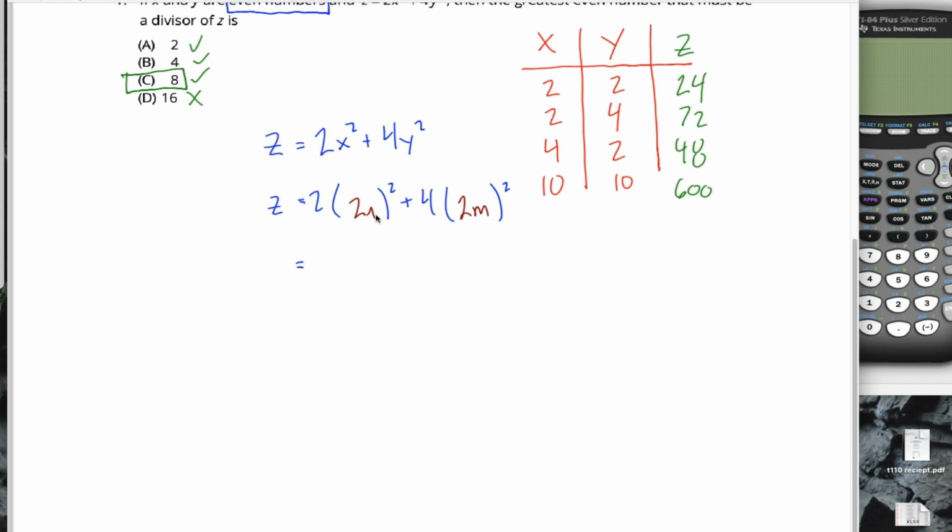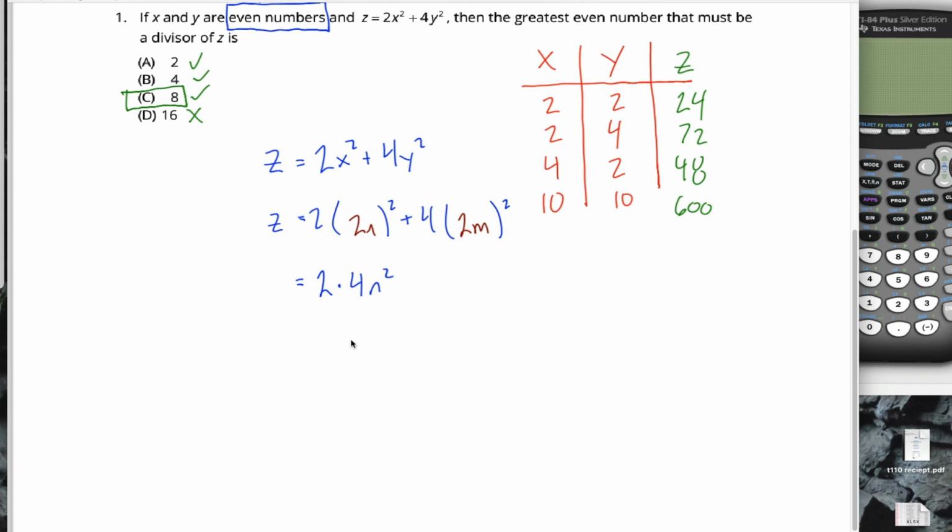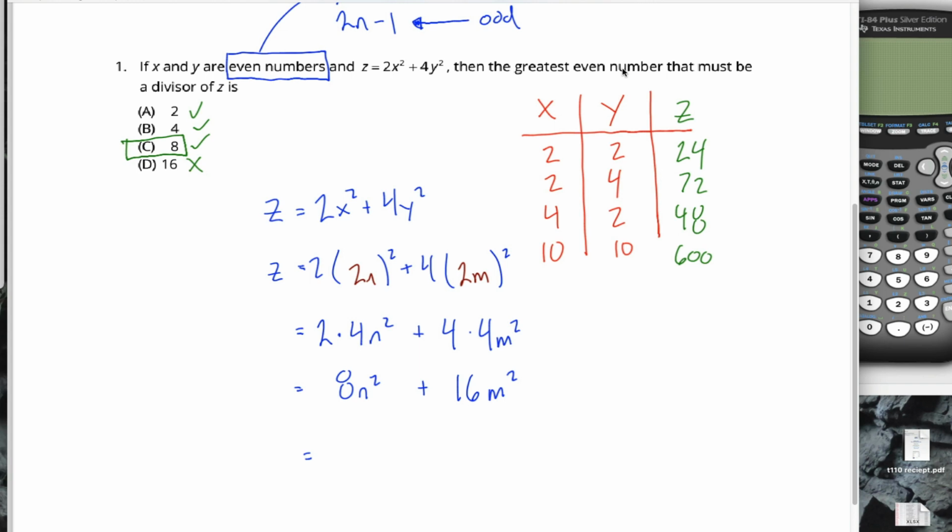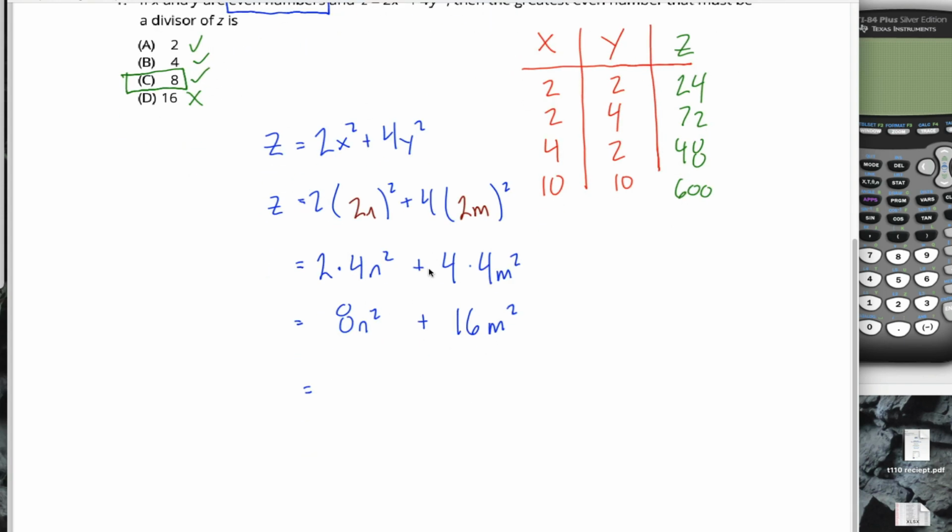To get rid of these parentheses, I got 2n times 2n, in other words, 4n squared. So I got 2 times 4n squared, in other words, 8n squared. Similarly over here, I got 4 times 4m squared, in other words, 16m squared. And since I'm interested in numbers that can divide z, maybe it makes sense to factor out as much as I can from each of these two different terms.